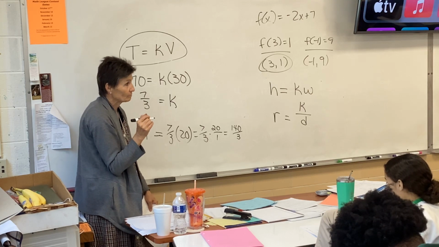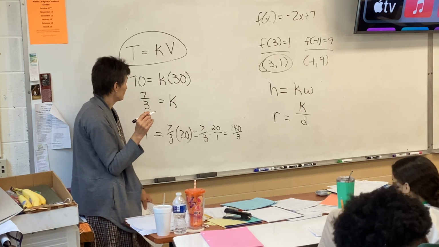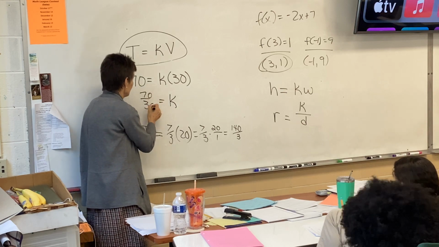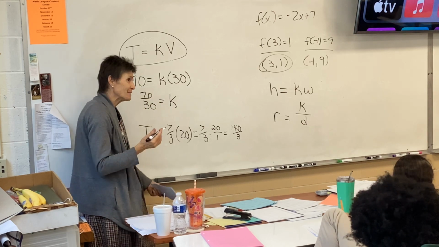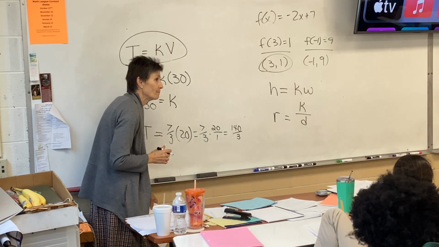So I was confused how the 70 and 30 get shrunk down to 7/3. It's just the same. Divide by 10. Okay. Reduce the fraction. Yeah.